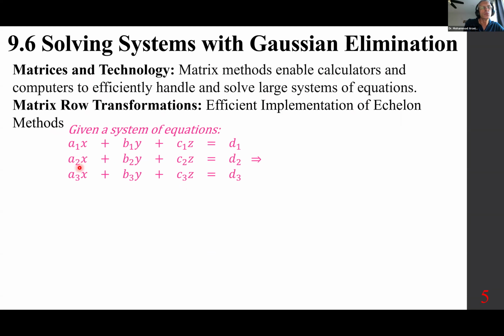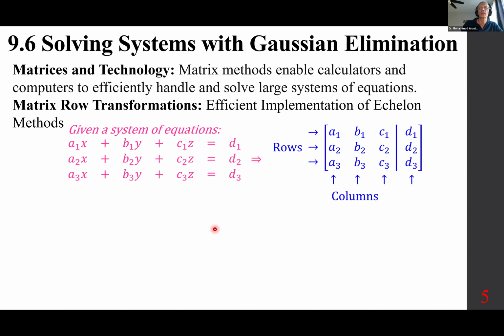Given a system such as this one, A sub 1 x plus B sub 1 y plus C sub 1 z equals D sub 1, the second row, we just change the subscript to 2, third 1 to 3, and so forth. Here's what's equivalent. This is a system. This is an augmented matrix. So we write, it might be easier to see it column-wise. A1, A2, A3, B1, B2, B3, C1, C2, C3. So these are the rows. These are the columns.